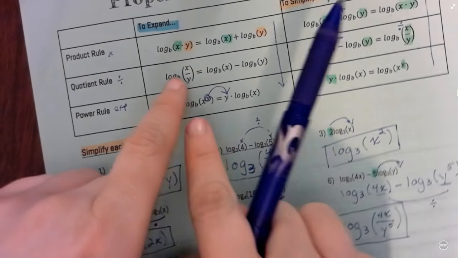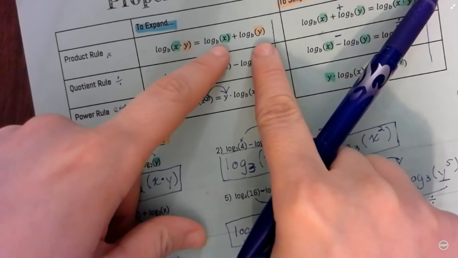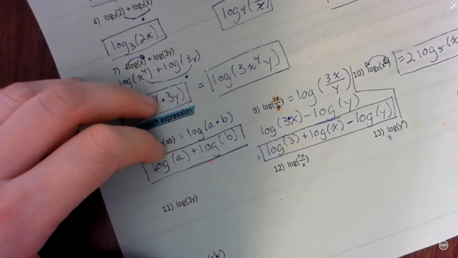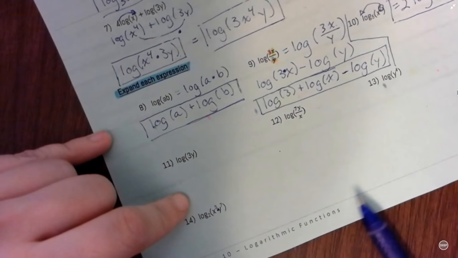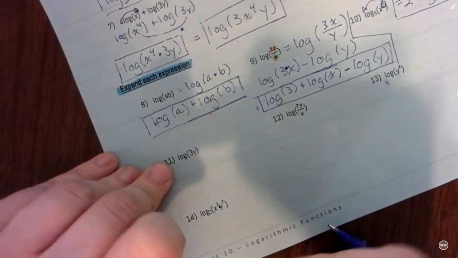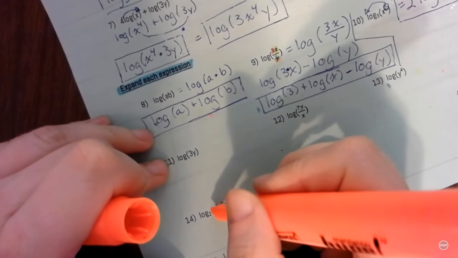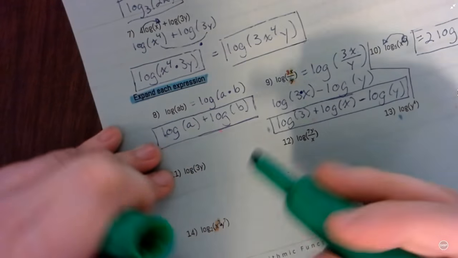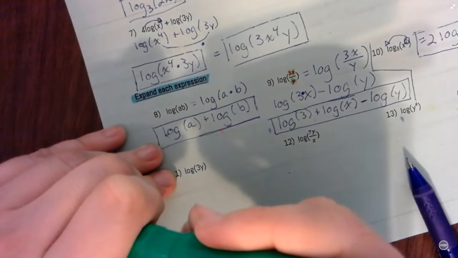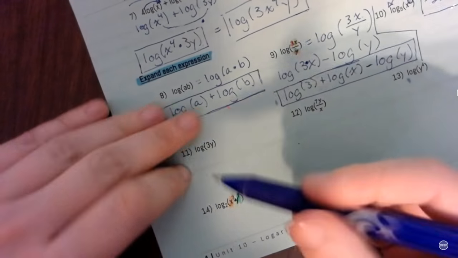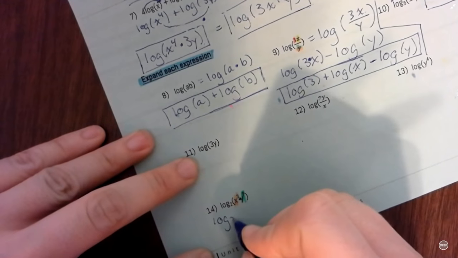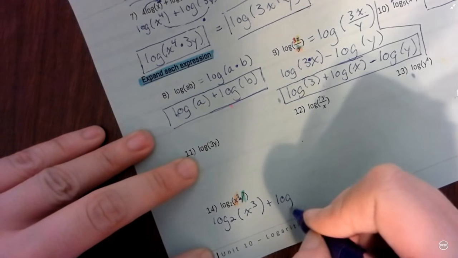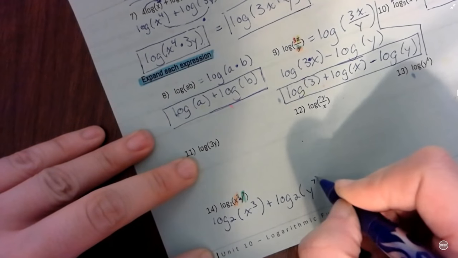So we're first going to split up this multiplication into an addition of 2 logs. So I'm going to take the x to the third. I'm going to separate the x to the third and the y to the 7th. And then I'll do the exponents at the end. So log base 2 of x to the third plus log base 2 of y to the 7th.